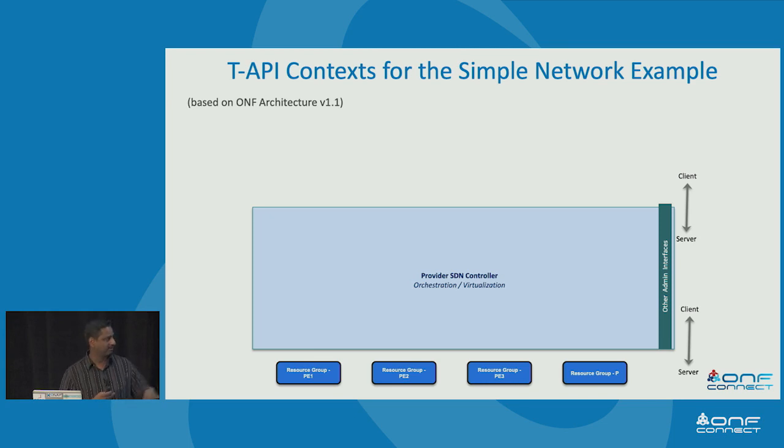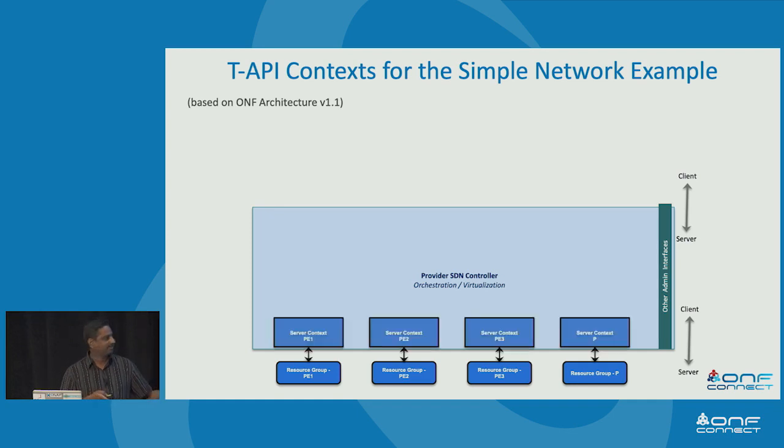So in our architecture, we just call them resource groups. The four nodes are basically exposing some resources, right? And once the controller receives the resources, it groups them into what we logically call the server context, right?